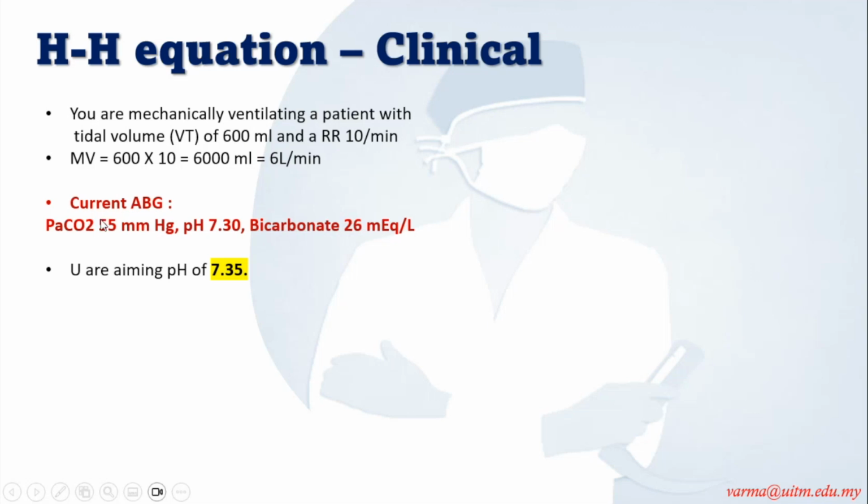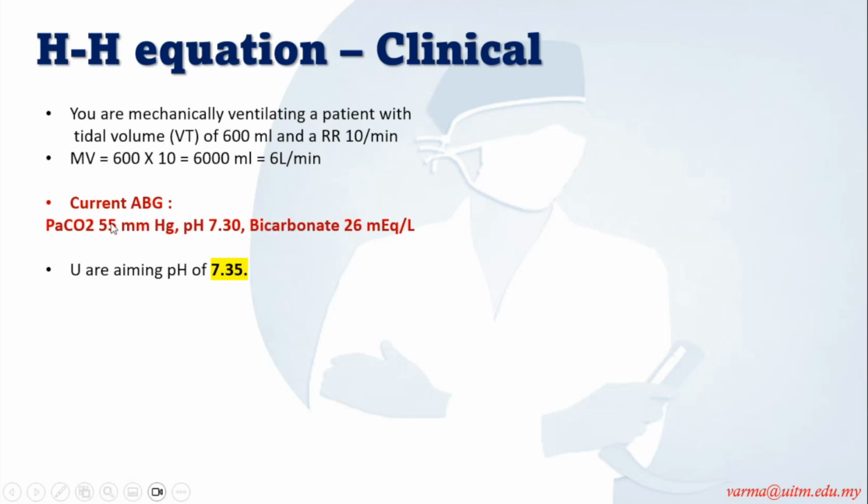And you took an ABG, and the ABG showed PaCO2 of 55 mmHg, pH of 7.30, bicarbonate of 26. The patient is somewhat having renal compensation already, so the bicarb is at the higher normal level. You want to aim for a pH of 7.35 for this patient. So what should you do to reach the pH of 7.35? Of course, at this point, you all will know we have to hyperventilate the patient, because the PCO2 is high. So what is the PCO2 that you have to achieve?